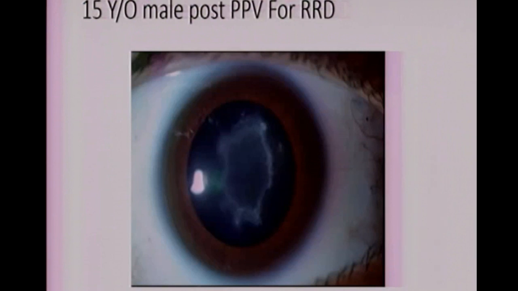The second question: this patient is 15 years old, post-pars plana vitrectomy for retinal detachment, presented to our clinic 8 months post-op with this finding. The first question, what's the diagnosis? And mention 2 or 3 steps in the surgical approach.